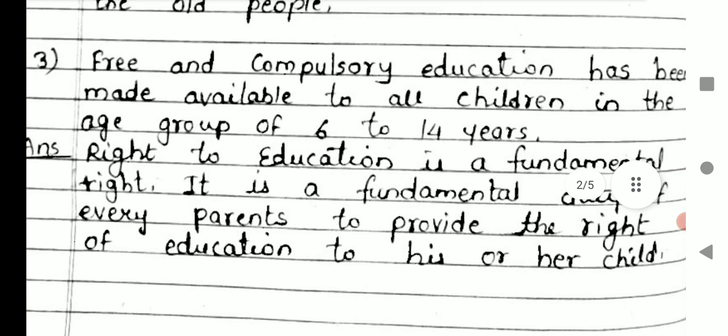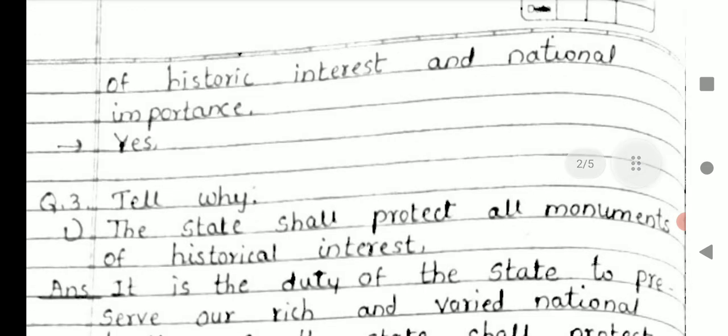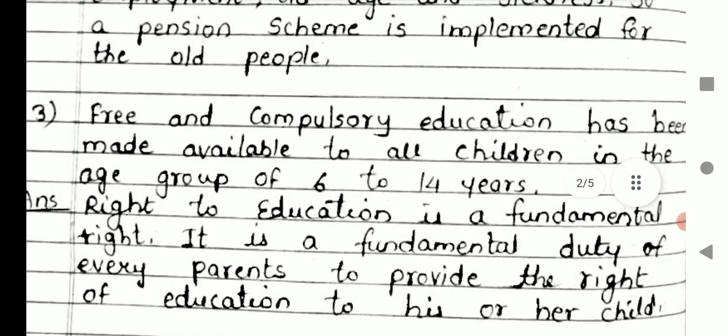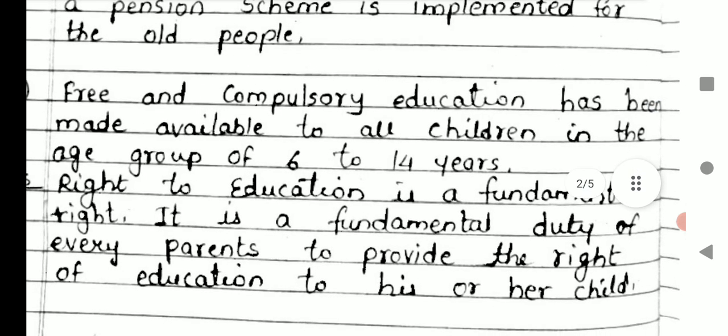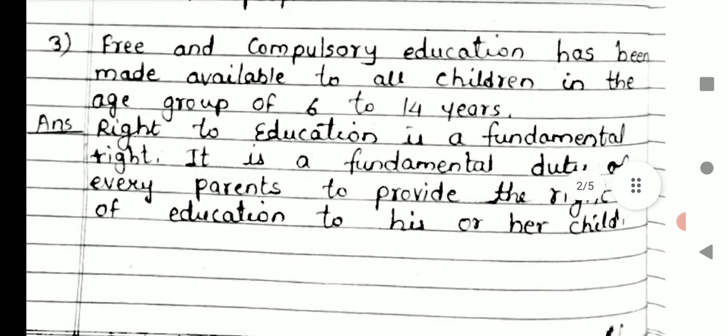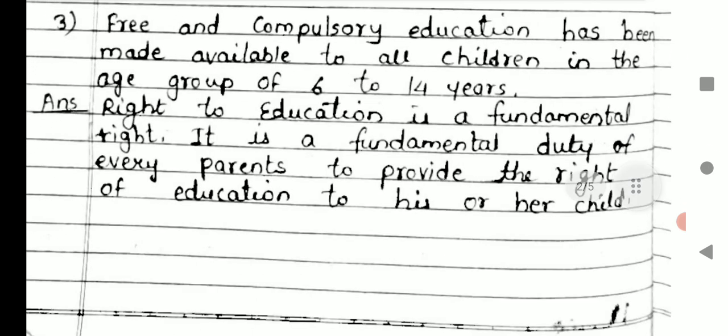Next, free and compulsory education is made available to all children in the age group of 6 to 14 years. Answer, right to education is a fundamental right. It is a fundamental duty of every parent to provide the right of education to his or her child.